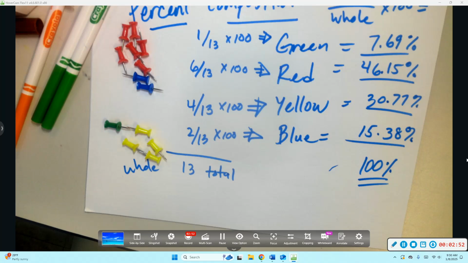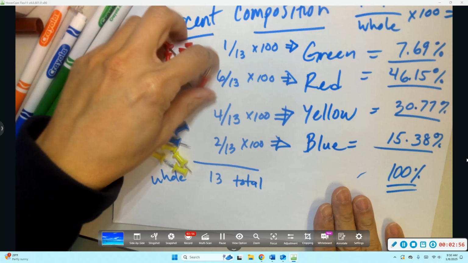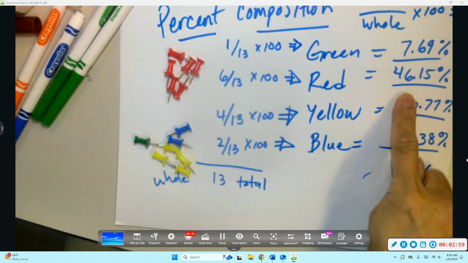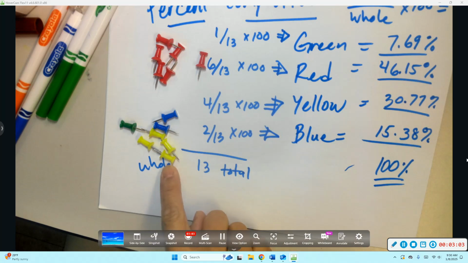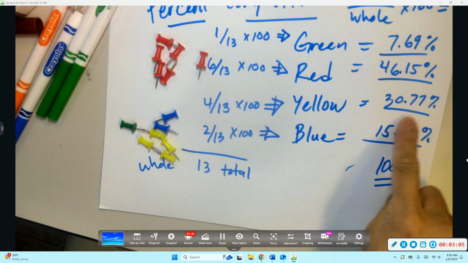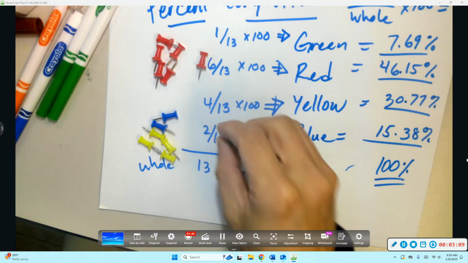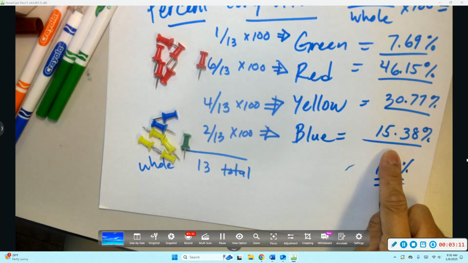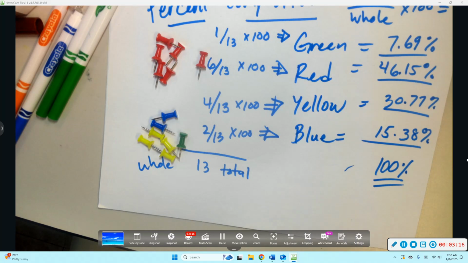And you already know, right? Which one's the most abundant? Most abundant is red. So that's why red's going to have the highest percentage. Which one has the second most? Yellow. So yellow is 30%. And then blue has 2, and green only has 1, so green has the lowest percentage. Green is the last one.